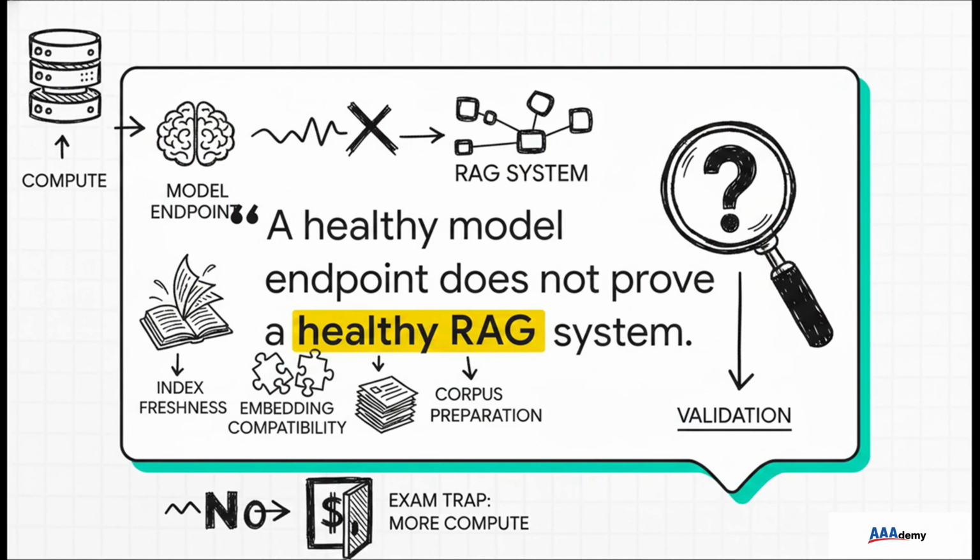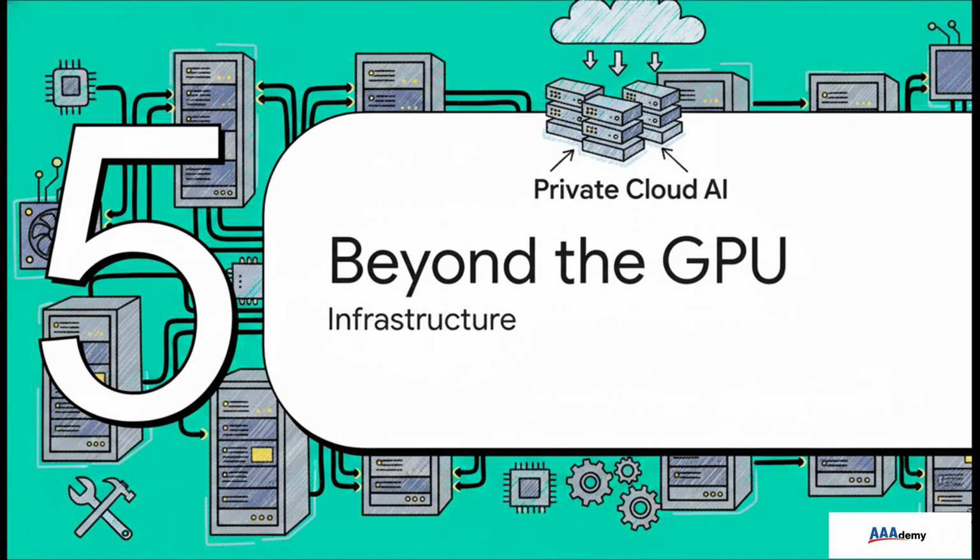I really want to emphasize this core priority. A healthy model endpoint does not prove a healthy RAG system. Seriously, if your AI assistant spits out an answer that's incredibly fluent, beautifully formatted, but is just factually wrong or quoting some totally outdated internal policy, your compute capacity is completely fine. Your bottleneck is actually your index freshness, your embedding compatibility, or how you prepared your corpus. The classic trap here is trying to fix bad answer quality by buying more compute, rather than validating the retrieval and lifecycle state.